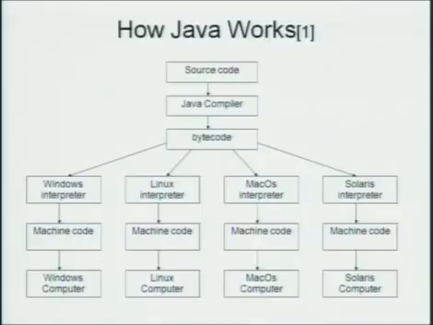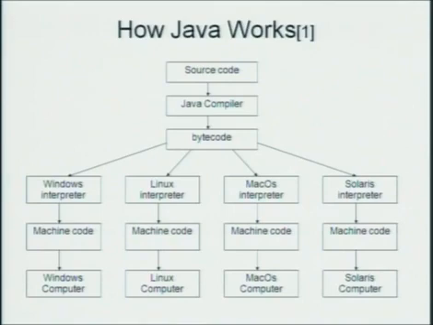Look here at how Java works. As I told, Java is a completely platform independent language. Whatever source code is written is compiled by the Java compiler. It creates byte code. Byte code is platform independent. It can be generated by the Windows operating system, by the Linux operating system, by Mac OS, or by the Solaris operating system. It can be executed on all kinds of platforms. That's how Java exactly works.